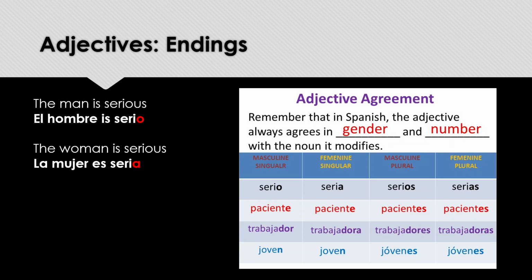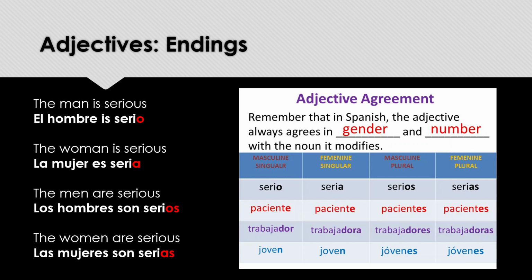If there is ever a plurality to the noun being described, such as los libros or las puertas, the adjective will need an S added to the end. If I said the men are serious, I would need to make the adjective plural by adding an S to the end of serio. This created los hombres son serios. If the adjective ends in a consonant, ES is added to the end.